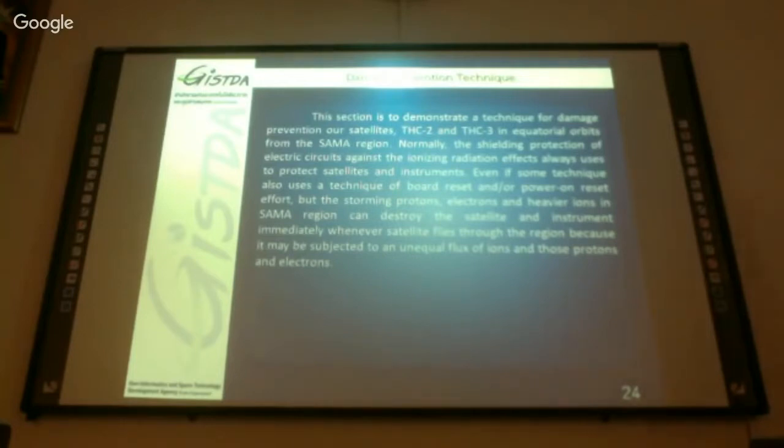Many satellites use shielding to protect the electric circuits from the ionizing radiation effect, or we use it to protect the satellite and instruments. But in my idea, that alone may not be enough. Maybe we have to turn off the satellite before going into the area, and when the satellite is out of the SAA area, we start our electronic devices again.